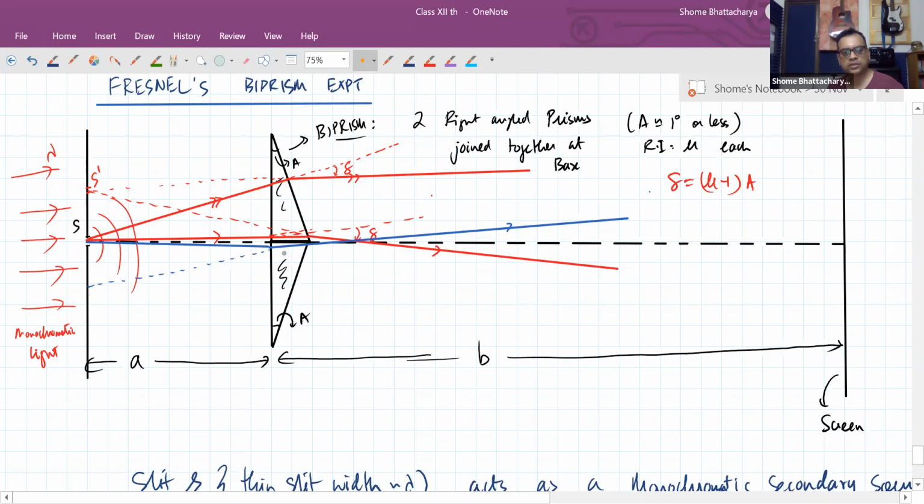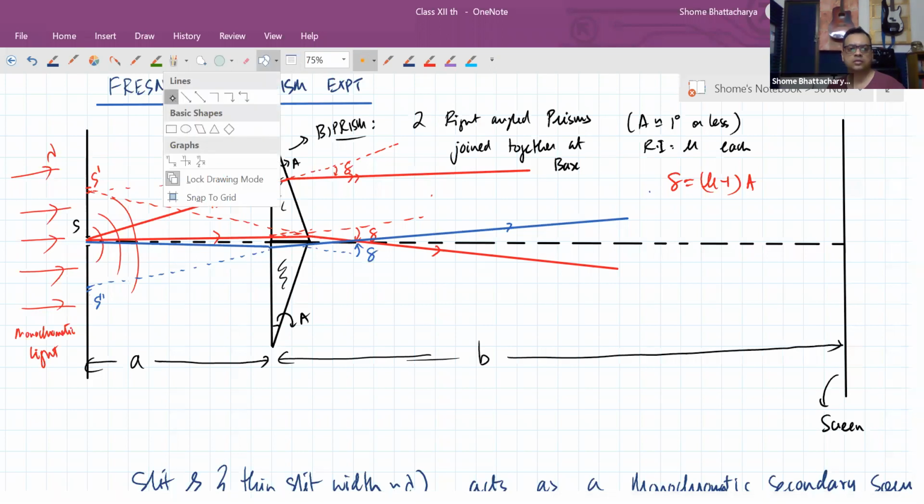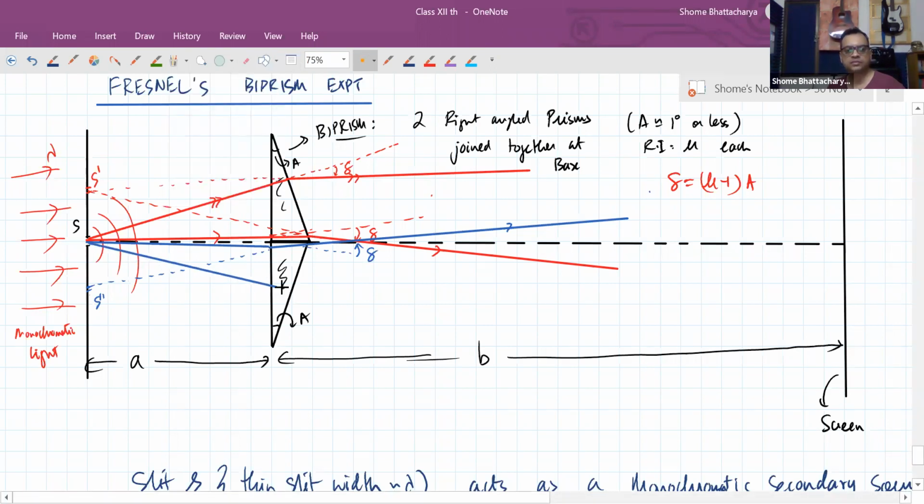And you can see that this is, let's say, S double prime. So here the deviation is like this, same delta. Or another beam of light incident somewhere here will, after deviation, appear to be coming from... same delta for both the sides.